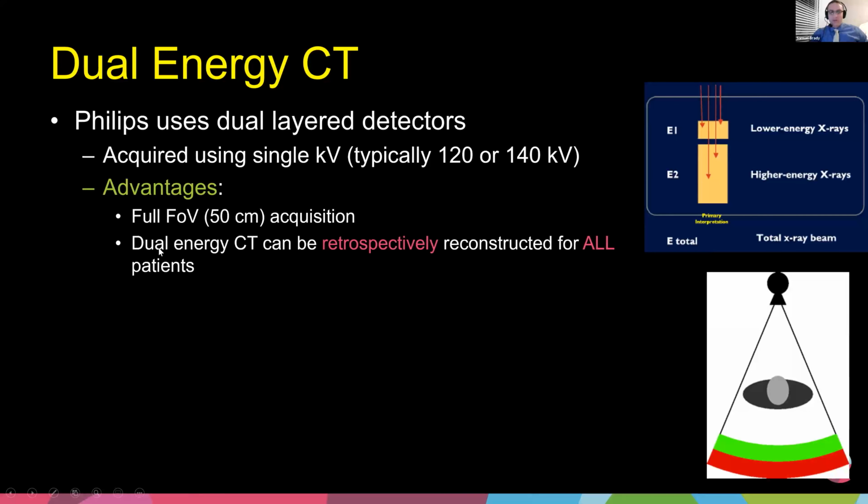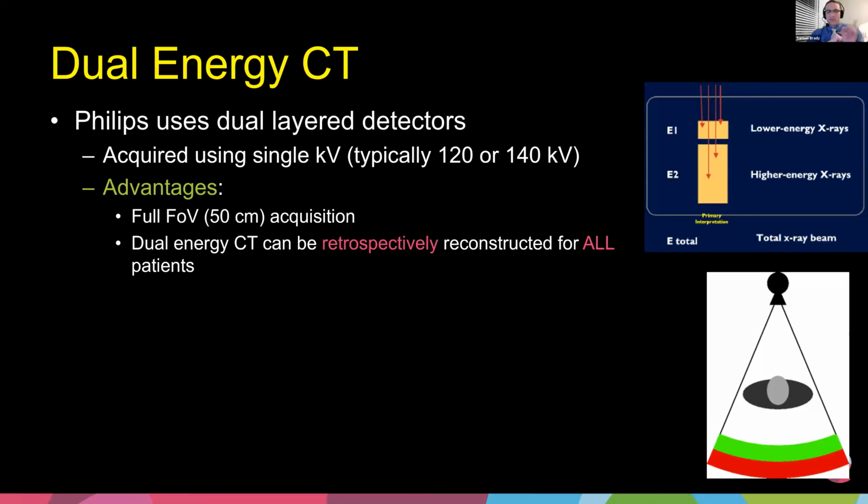And probably one of the best advantages to this approach is the fact you're using a single kV, say 120 or 140 kV. That means you can do normal single energy CT imaging, and then if you say, hey, I can't really see what I want to see, I wonder if dual energy will give me more information, you can simply reconstruct it with dual energy because that data is there.